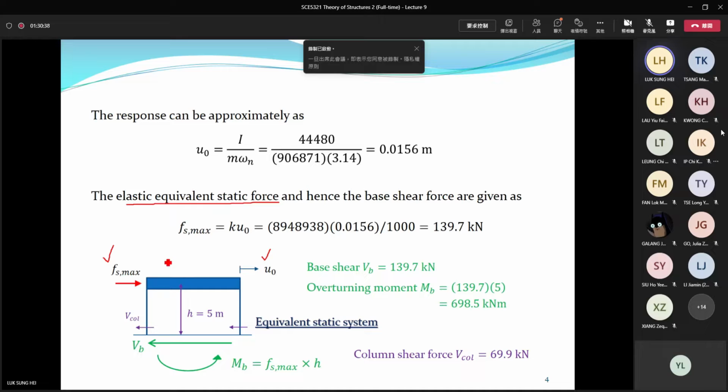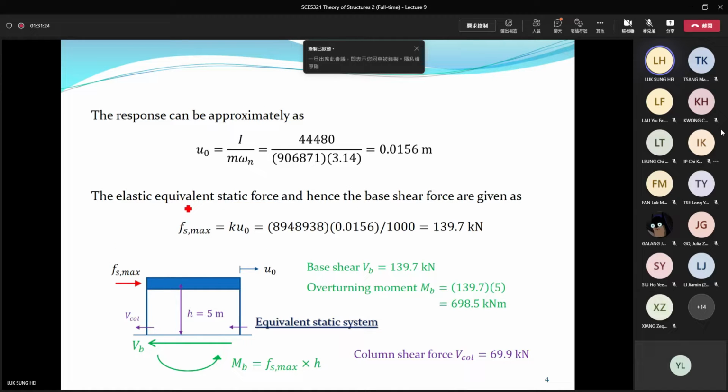0.0156. Then what is the value of this equivalent static force? By definition, it is equal to the stiffness of the system times the displacement. Stiffness times displacement gives you force. So Fs can be calculated using something like Hooke's law. Stiffness, we know it, given in the problem. Displacement, we just calculated above. Divided by 1,000, just for unit conversion, to convert from Newton to kilonewton. So we found that the equivalent static force that gives the structure the same displacement is equal to 139.7 kilonewton.